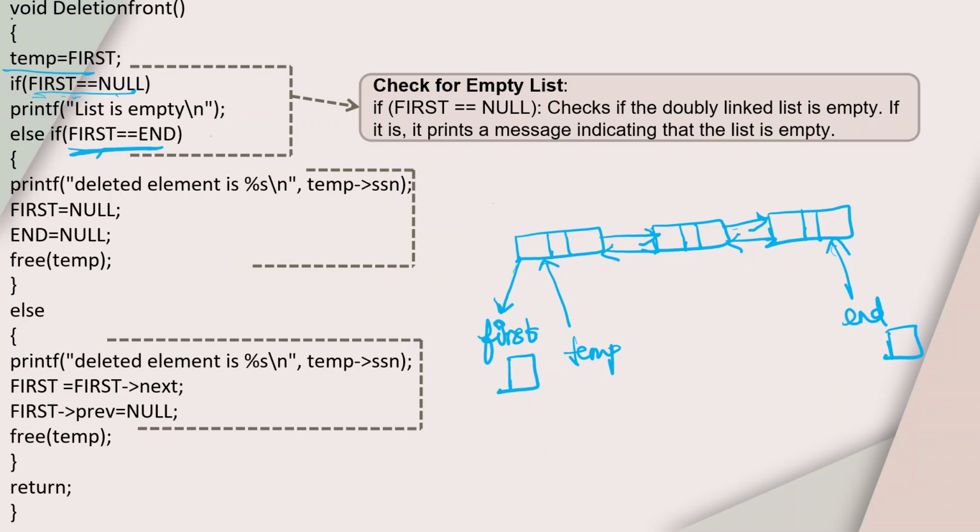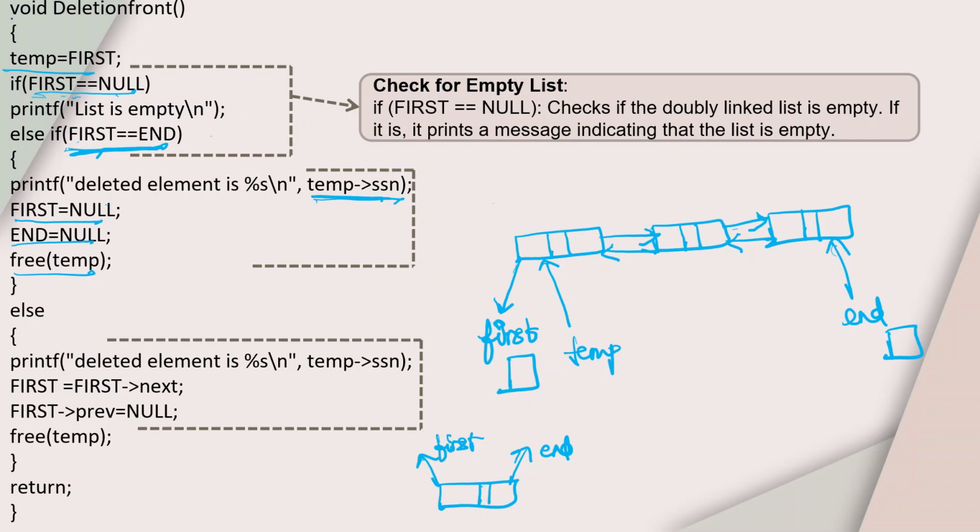Otherwise, what if there is only one node? If there is only one node, for example, like this, then that only will be first, that only will be the end, right? So if first is equal to end, then you make sure that you let the user know that you're deleting that node. So whatever information I will delete, I display. Then if I delete that very node present in the list, then first will become null and end also will become null, and you free them.